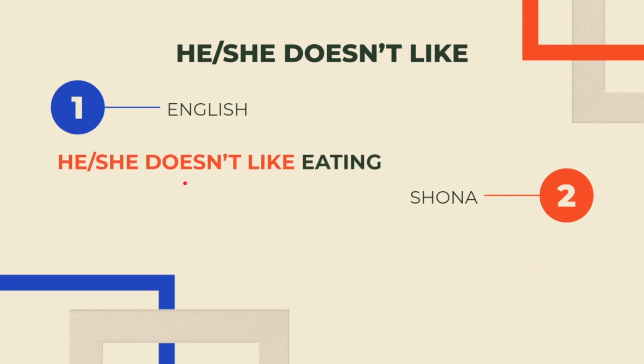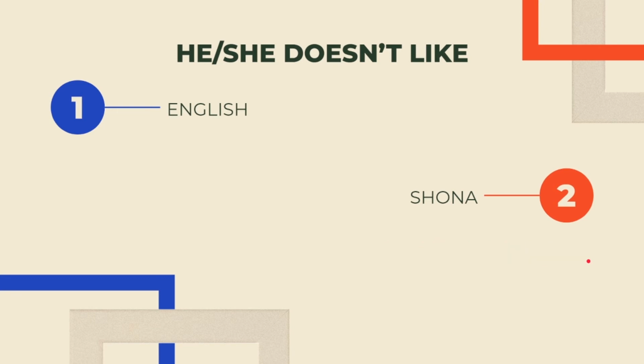Okay, let's do another example. He or she doesn't like eating. In Shona that becomes haafariri kudya. Eating in Shona it's kudya. So he or she doesn't like becomes haafariri; eating, kudya. Haafariri kudya.